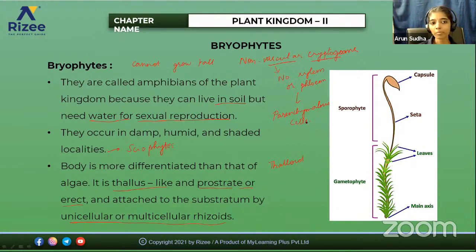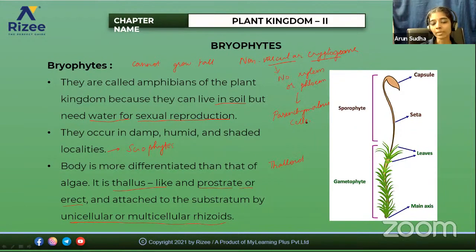To summarize: bryophytes are called amphibians of the plant kingdom because they can live in soil, but they need water for sexual reproduction. They occur in damp, humid and shaded localities, so they are called Zyophytes. The body is more differentiated than that of algae. It is thallus-like and prostrate or erect, and it is attached to the substratum by unicellular or multicellular rhizoids.